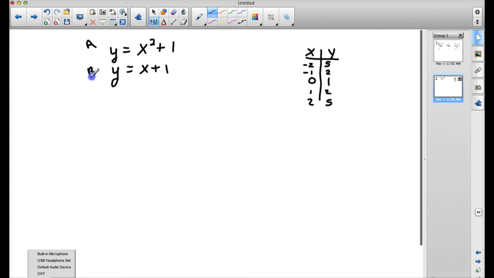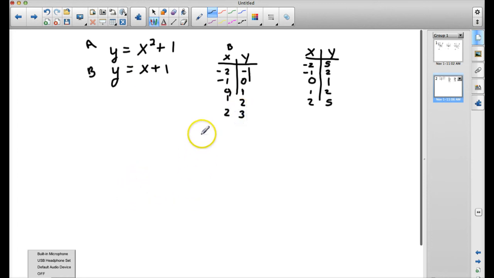Now for the B equation, we have y equals x plus 1. So I'm going to put my B equation here, x and y. There's no vertex on this. This is a straight line. I'm going to use a lot of the same points here: negative 2, negative 1, 0, 1, and 2. If I plug those points in, negative 2 plus 1 is negative 1. Negative 1 plus 1 is 0. 0 plus 1 is 1. 1 plus 1 is 2. And 2 plus 1 is 3.